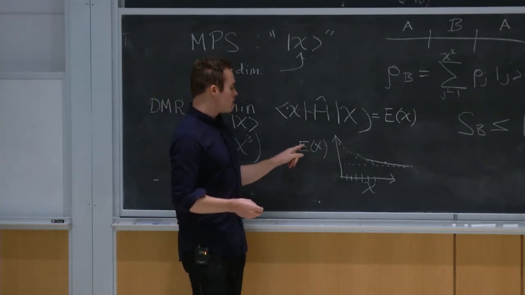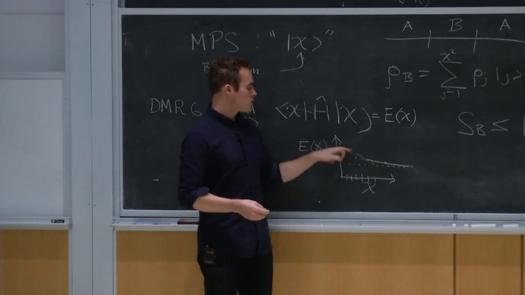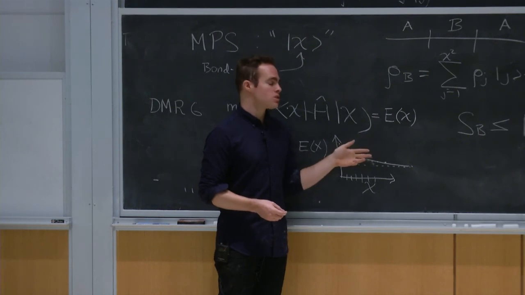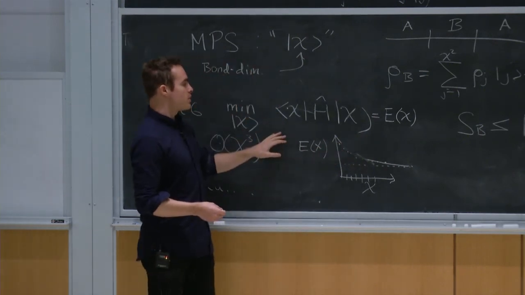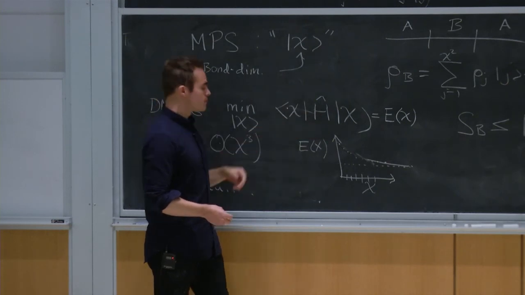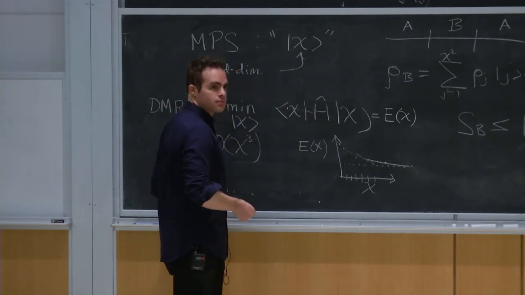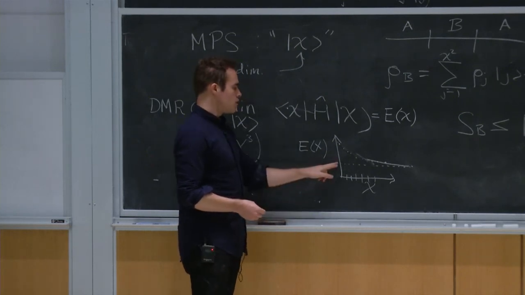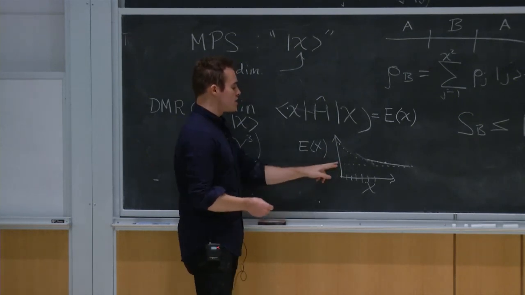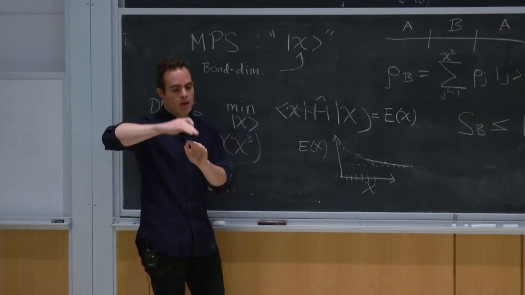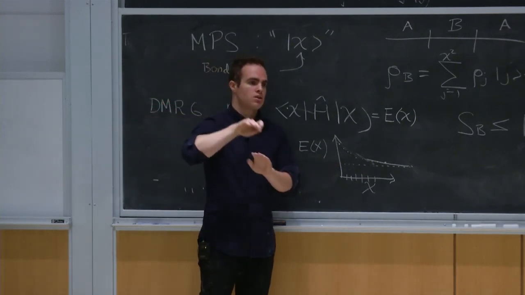Yes, so this behavior, E of chi, when there's a gap, follows a power law like this. This is the gapped case. But now the question is, what do we expect to happen when H is actually at a critical point? So when you say power law, you're saying it's a power law converging to some finite value? Yes, this finite value here is the actual ground state energy. So the error above the ground state energy per unit length follows a power law.